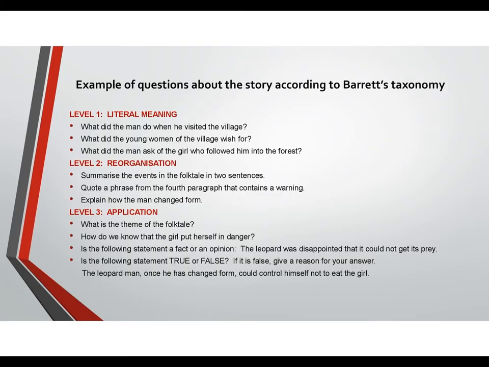Is the following statement a fact or an opinion? The leopard was disappointed that it could not get its prey. Is the following statement true or false? If it is false, give a reason for your answer. The leopard man, once he has changed form, could control himself not to eat the girl.